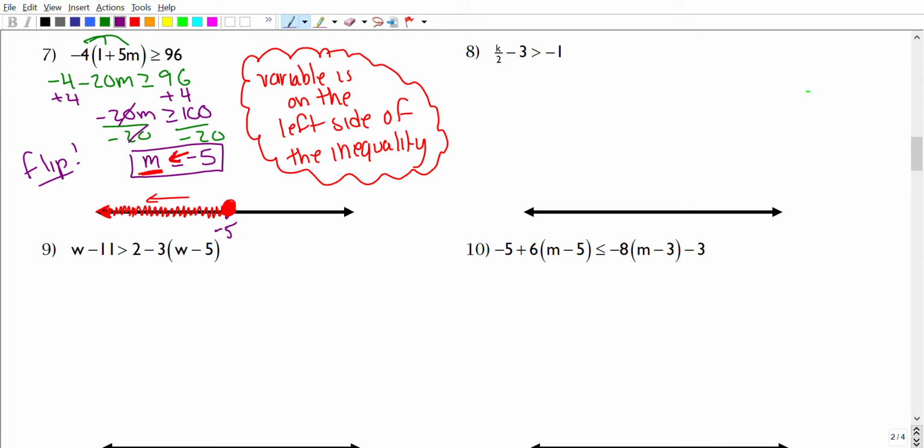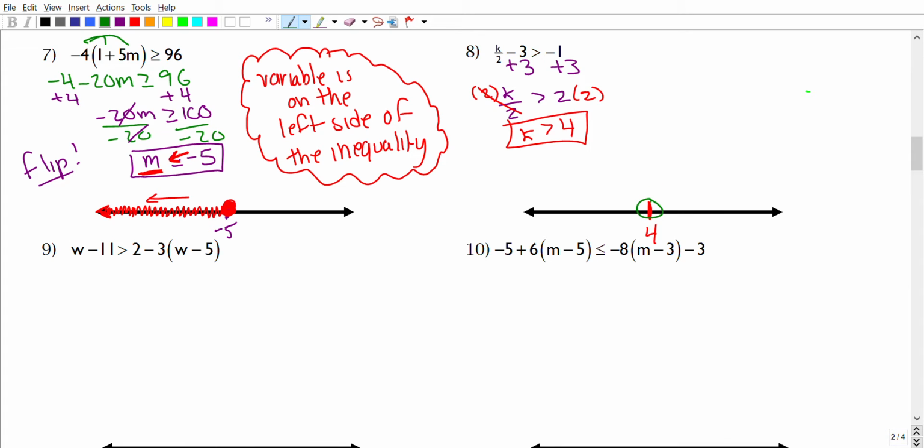So first things first, I already have, let's see, no distribution needed, no combining like terms on either side of the inequality needed. So go straight to SOAP. So get rid of addition and subtraction first. So I have k divided by 2 is greater than 2. How do we get rid of dividing by 2? We have to do the inverse operation, which is multiply by 2. So I get k is greater than 4 is my answer. That's my solution set. I have to do a 4 here.